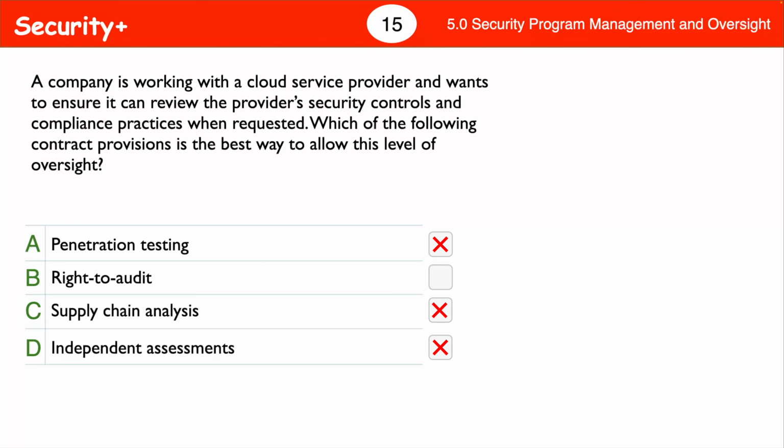And that's going to leave us with the answer, which is B, right to audit. This is a contractual agreement that allows a company to audit a vendor's security controls and compliance at any time, hence the word requested. So at any time.